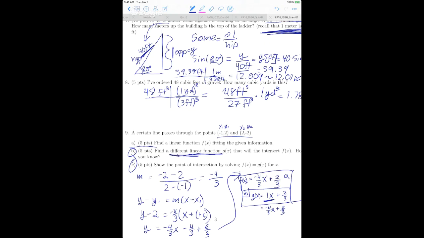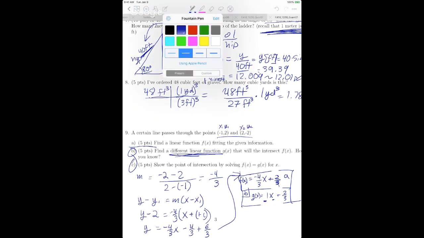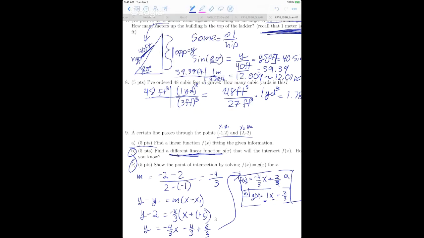So next best thing, try 1x. You know, why make it complicated? And use the same intercept, so that you know what the answer should be when you solve for their intersection point, right? They should intersect at their intercepts.